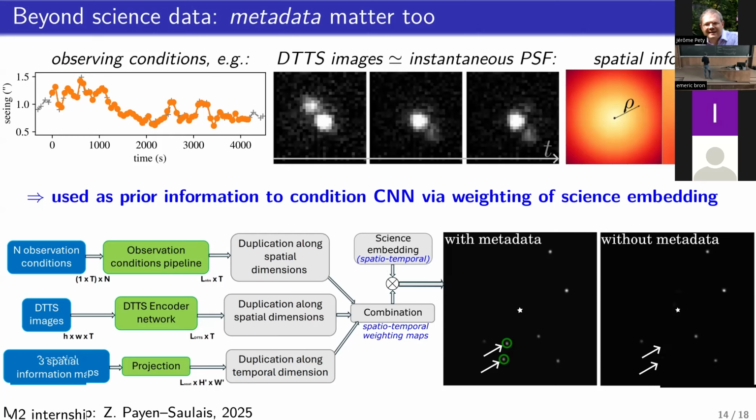And it was the topic of an internship, and the intern proposed, in fact, a strategy to weight the embedding of the science by the embedding of this combined additional metadata information. And the conclusion is that this is informative. It helps the unmixing, especially in the case when we have very heterogeneous observing conditions across times, because this mechanism will weight automatically the frames or the positions in the field of view impacted by outliers, by bad data.